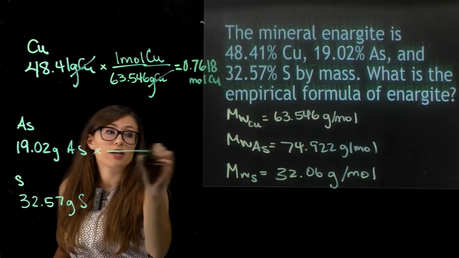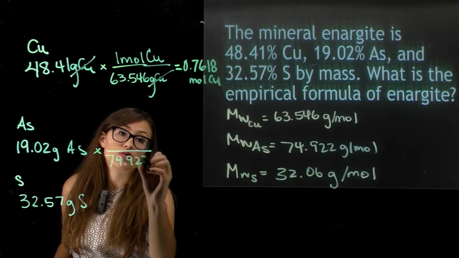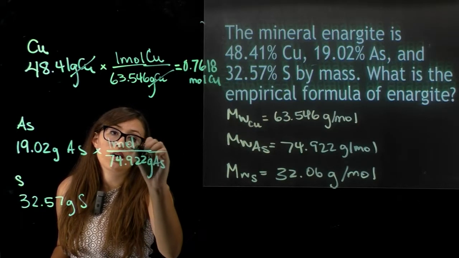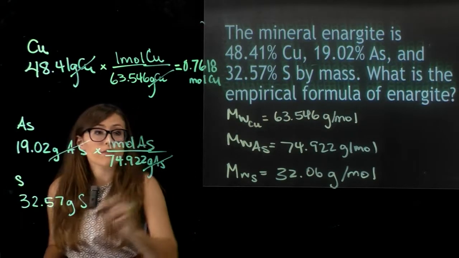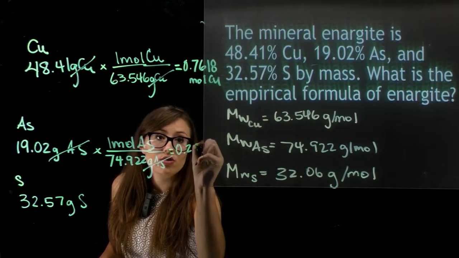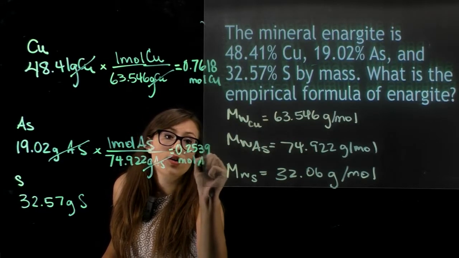We multiply by the molecular weight. So 74.922 grams of arsenic per 1 mole of arsenic. Grams and grams cancels, and we end up getting moles is equal to 0.2539 moles of arsenic.